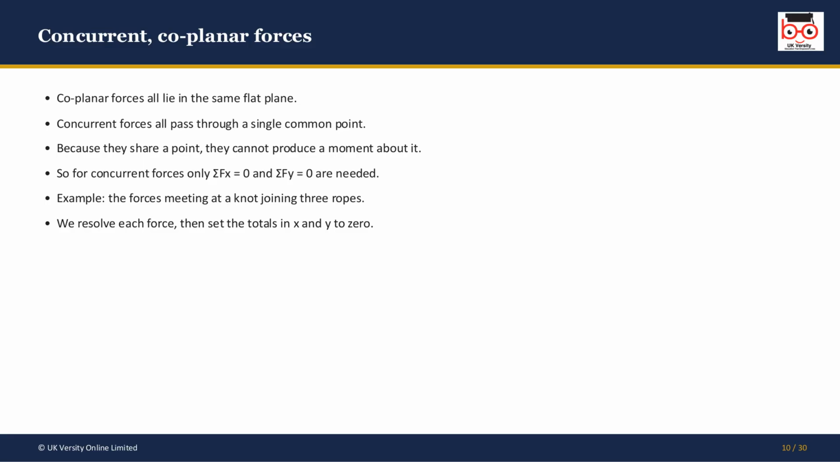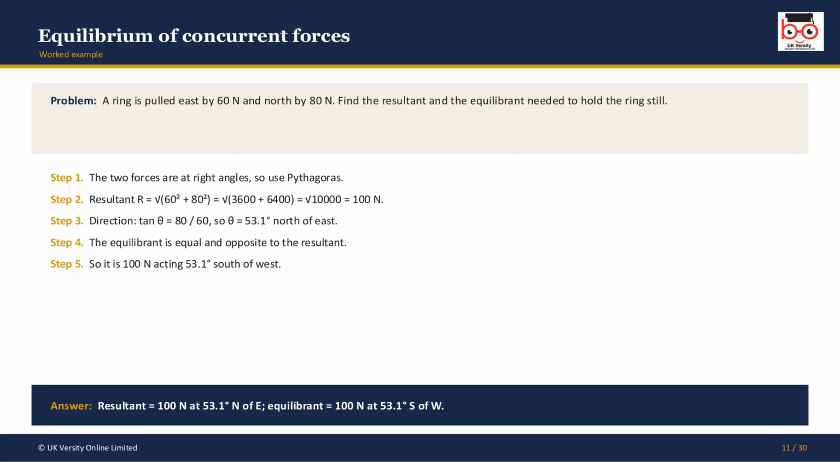Think of three ropes meeting at a single knot. We resolve each force, set the totals in X and Y to 0, and we're done. Here's a nice example. A ring is pulled east by 60 newtons and north by 80 newtons, and we want the resultant, plus the equilibrant that would hold it still.